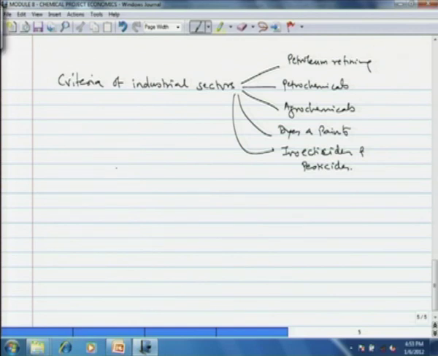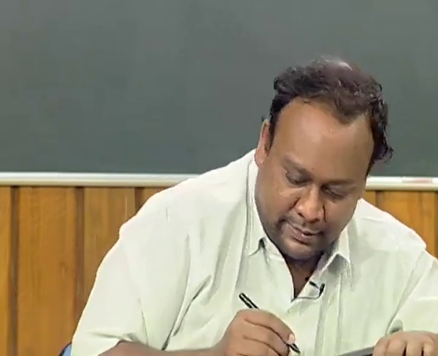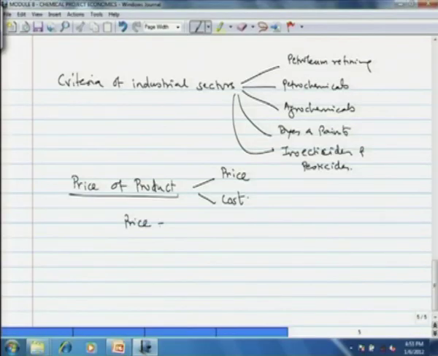Then next is the price of a particular product. We know two words in common man's language, price and cost. Now, literally these could be synonyms, but when we talk from economic point of view, they are different. So, how are these related? Price is essentially cost plus profit.